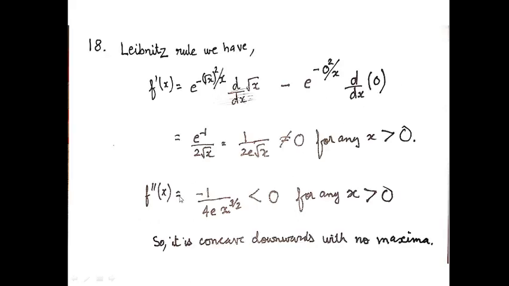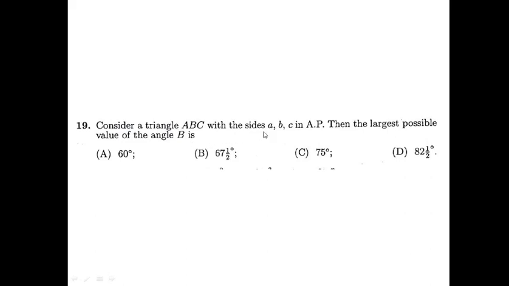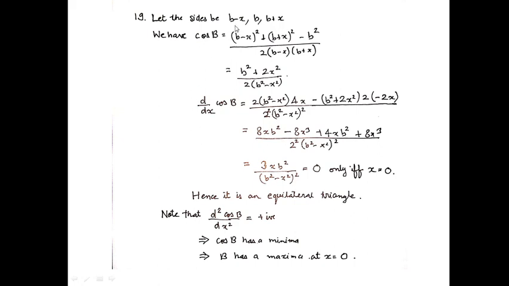Okay, thank you. Then consider a triangle ABC with the sides a, b, c in AP. Then the largest possible value of the angle B is? Let the sides be b minus x, b and b plus x. We have cos B. What is cos B? Cos B is a square plus c square minus b square by 2ac.